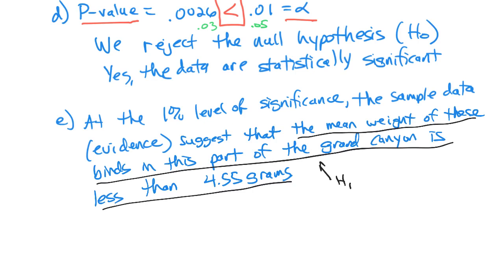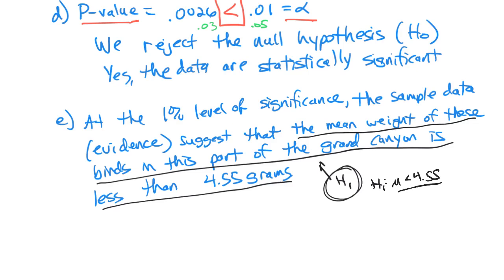So sometimes students struggle with the words, but remember, we're just saying H sub 1 in words. If you look earlier, we had H sub 1, mu is less than 4.55. These words up here are just these in words, and I'm just using the same words from the book.